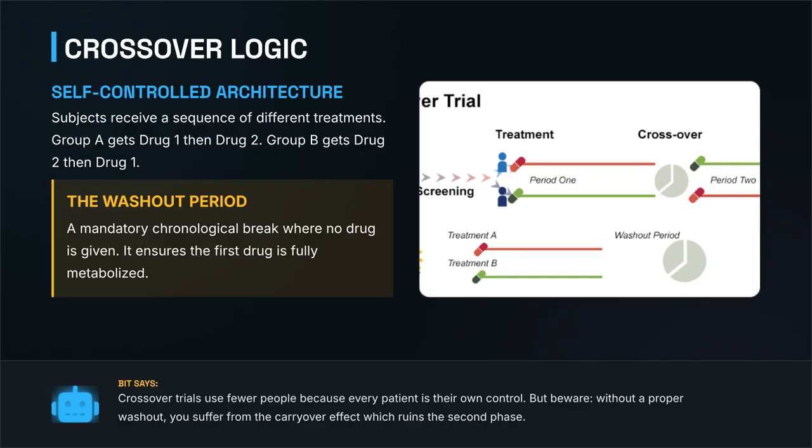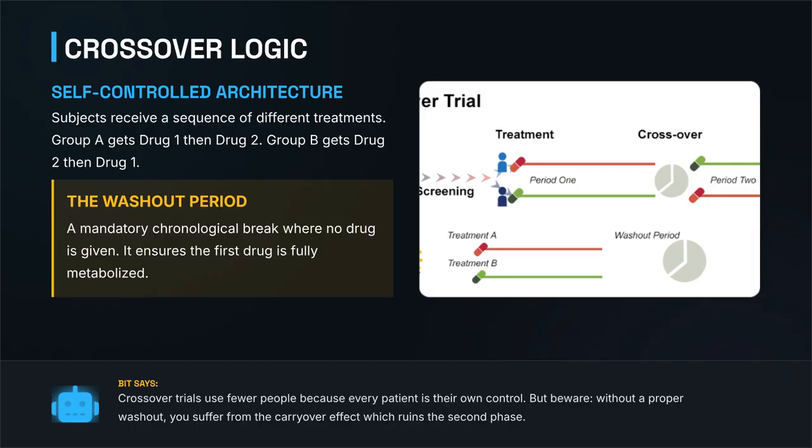The washout period is absolutely critical. It is defined as a mandatory chronological break where no drug is given. It ensures the first drug is fully metabolized and cleared from the body. The provided image beautifully illustrates the crossover trial, complete with a screening phase, period 1, a crucial washout period, and period 2.